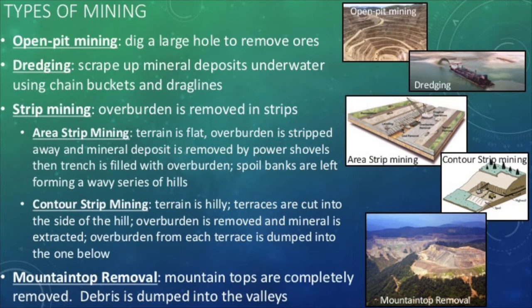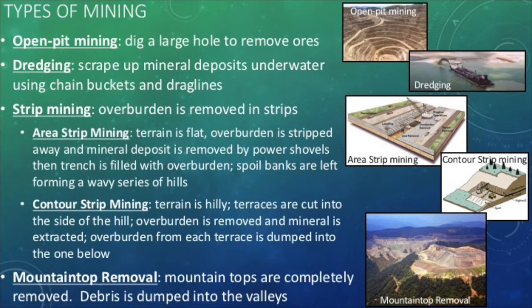Strip mining is used to remove deposits that lie in horizontal beds close to the Earth's surface. First, the land is clear-cut, and the overburden is removed and set aside with explosives and heavy equipment yet again. The deposit is then removed with huge power shovels, and the overburden is replaced. If the area is flat, then area strip mining is used. If the area is hilly, then contour strip mining is used.